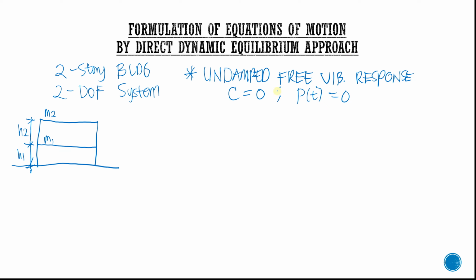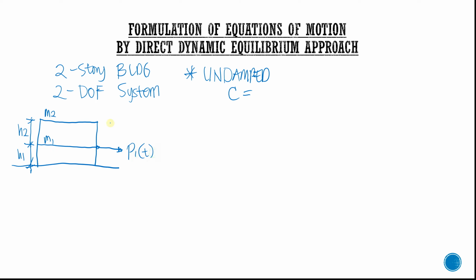Or let's say, with our assumption now, let's include first the dynamic force. Undamped, but there is an application of the dynamic force. So let's say there's a dynamic force for the first floor, let's denote that as P1 of t, and then the dynamic force for the second floor as P2 of t. Obviously, if there is an applied dynamic force for our system, the structure will deform, something like that.